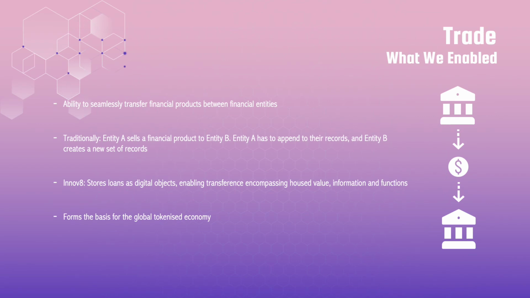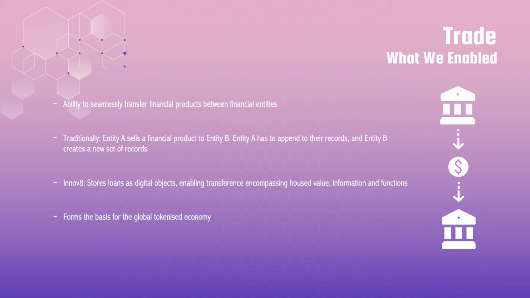As you can see from the last video, we've demonstrated the ability to seamlessly transfer financial products between financial entities. But what does this mean? What have we enabled? Well, in traditional systems, when entity A sells a financial product to entity B, entity A has to append to their record of the loan to indicate that the product has been sold and who it's been sold to. Entity B then has to create a new set of records pertaining to the financial product. These records are not uniform because of the unique formats and systems each entity prescribes to, creating redundant data.